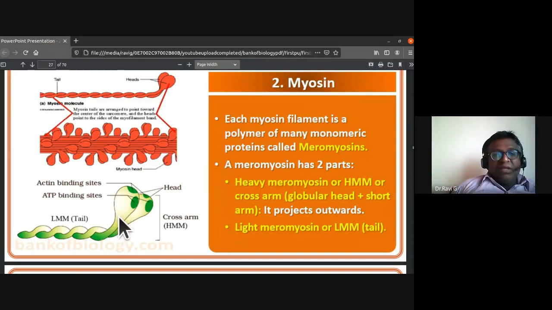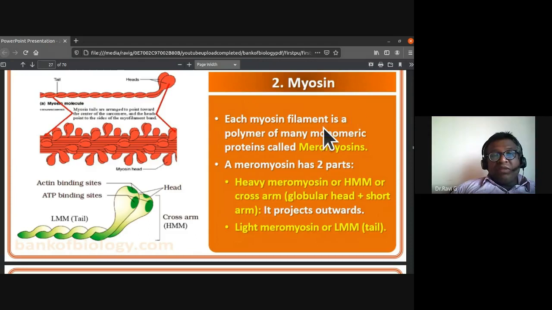So you have the meromyosins, one is the heavy meromyosin and the other is the light meromyosin. Remember it for fun, or it becomes very boring, isn't it? Heavy meromyosins have two parts, the head region and a short arm, and it projects outwards just like a snake would. Light meromyosin or LMM is the tail part of it.